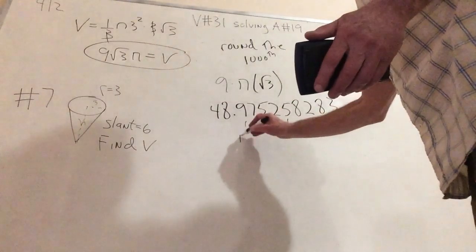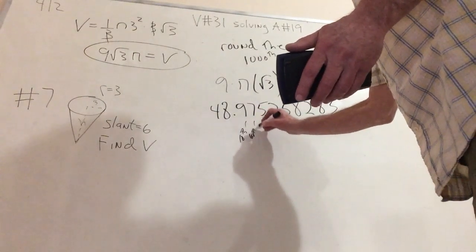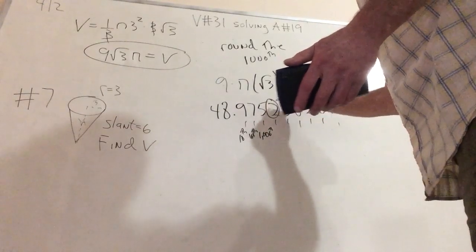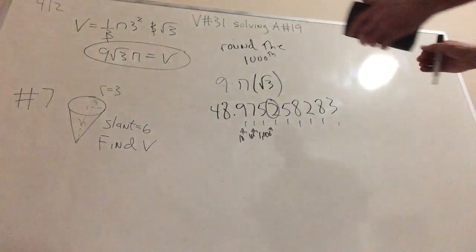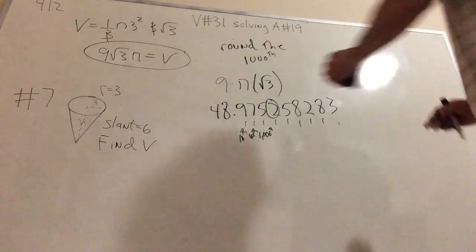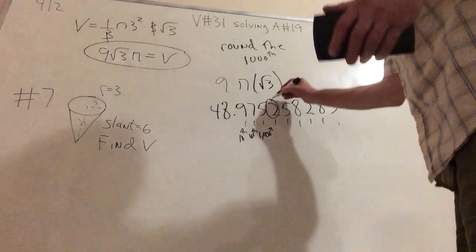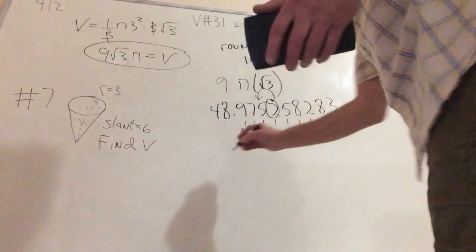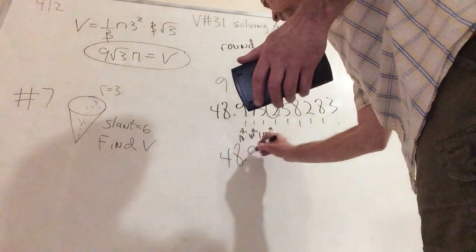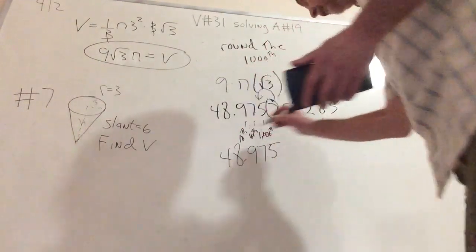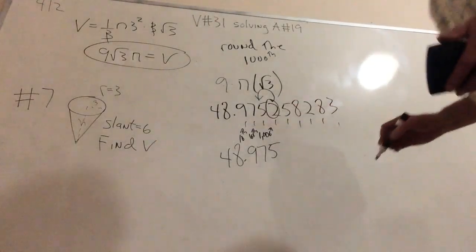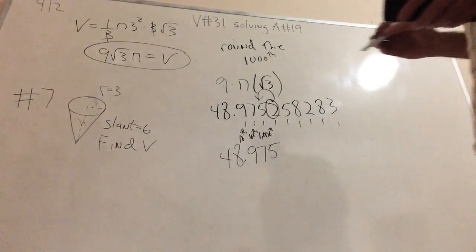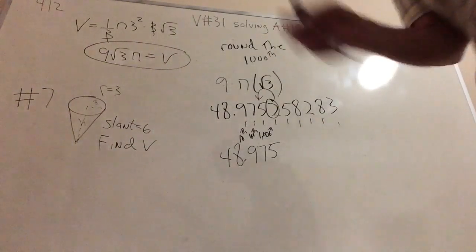So let's see. 10th, 100th, 1000th. Okay. Go to the one right of the 1000th. And it's either in the category of 4 or below, or 5 or above. 2 is obviously in the category of 4 or below. Draw your arrow. That means that the 5 stays the same. It doesn't go up to 6. So the answer for the scientist, and this is mighty precise, you could actually, as you can see, make it more precise, is 48.975. And that coincides basically with what we were doing by hand. Okay, I've definitely run out of time.